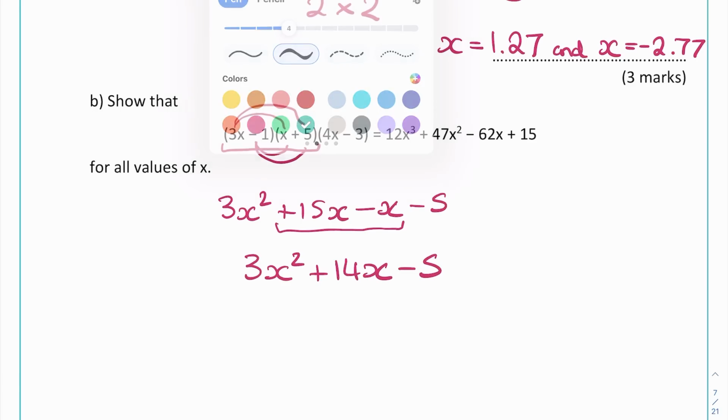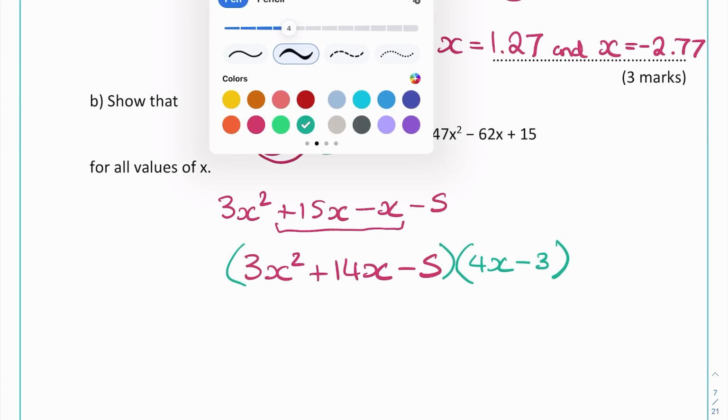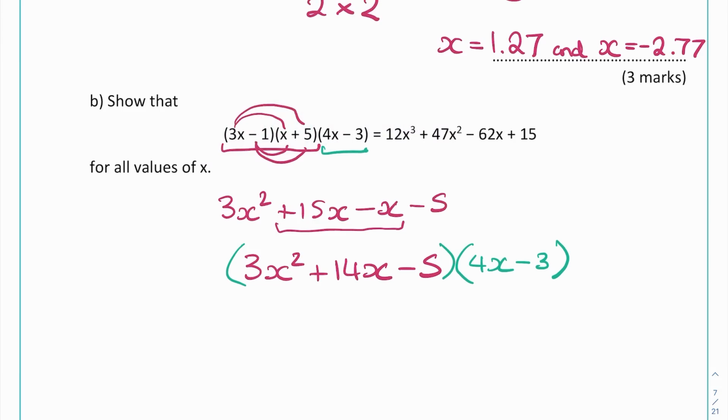I'm then going to expand that by the final bracket, which is 4x minus 3. So putting this back into a bracket and introducing the 4x minus 3, I can then just go about expanding this, but I've got 3 pieces in this first bracket. So 3x squared times 4x is 12x cubed. That's a good start because we had 12x cubed in the answer up there. 3x squared times negative 3 is negative 9x squared.